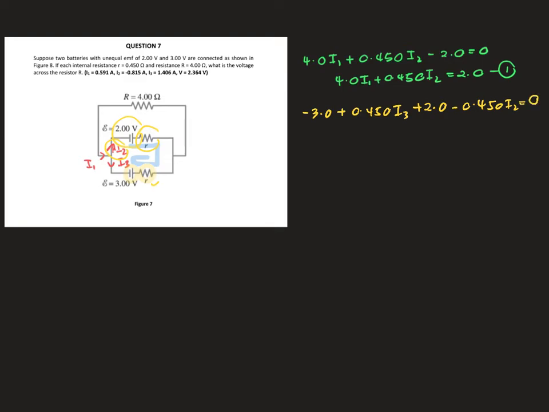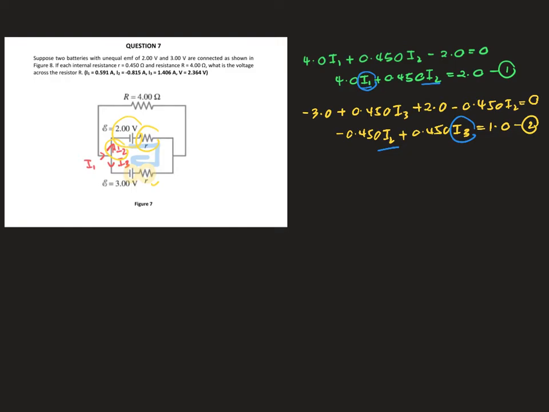So you just rearrange everything. Supposedly you are going to get negative 0.450 I2 plus 0.450 I3 equals 1.0. So this is my second equation. For me to solve it inside the calculator, I need to change the unknown first. I2 is in both equations, therefore I need to change either I1 or I3. I want to change I3.